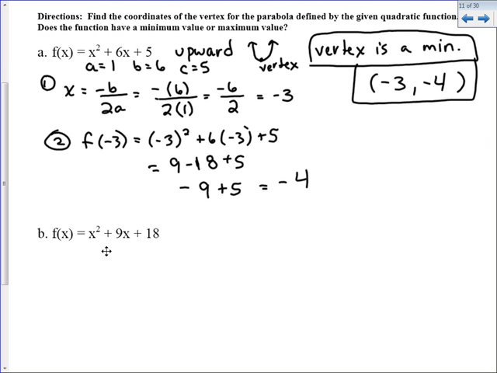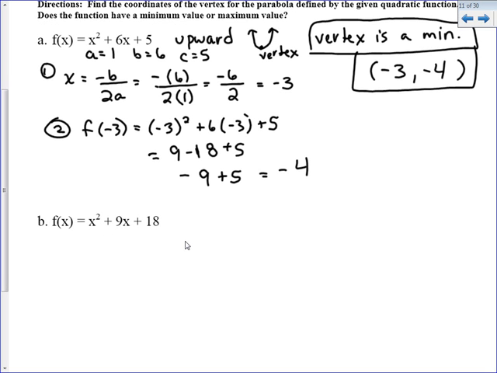So for b, here's my function. Does this function have a maximum value or a minimum value? And base that question on, does it open upward or downward? So first, does it open upward or downward? Upward. So a is 1, so a is positive, which tells me it opens upward. Just like the u in upward, we've got the parabola that makes the u. So do I have a maximum or a minimum value? Minimum. So my vertex is down here.